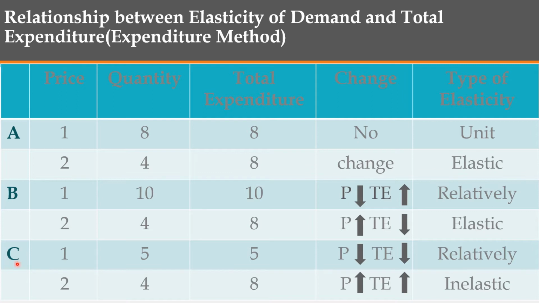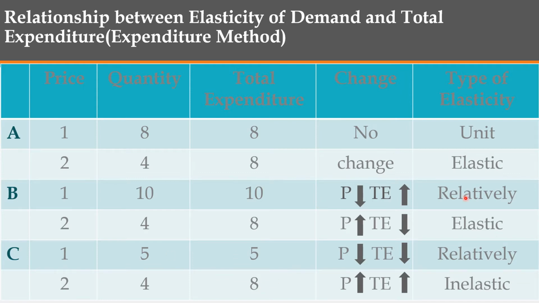Let's see the case of good C. When the price of good C is rupees 1, for example, the quantity demanded is 5 units. So the total expenditure on good C at that price is rupees 5. When, say, price rises to rupees 2, the quantity demanded at that price is 4 units. 2 into 4 gives us 8. So we see when price falls from 2 to 1, the total expenditure falls from 8 to 5. And when price rises from 1 to rupees 2, the total expenditure rises from rupees 5 to rupees 8.